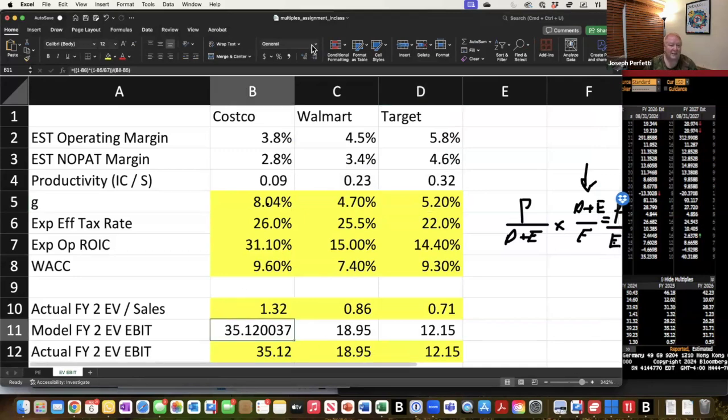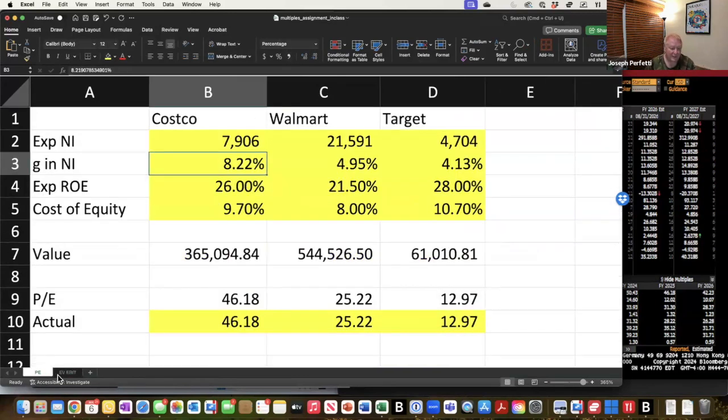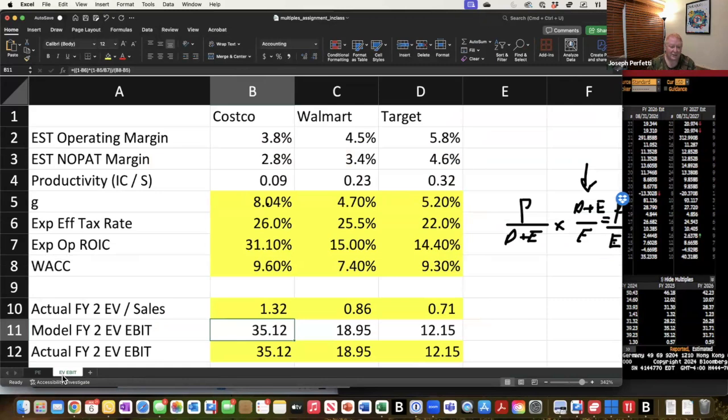Once we do that, we then explain the premiums or discounts. Why is Costco trading at a premium to Target and Walmart, on both the PE as well as the EV to EBIT? Costco against Walmart, Costco against Target.